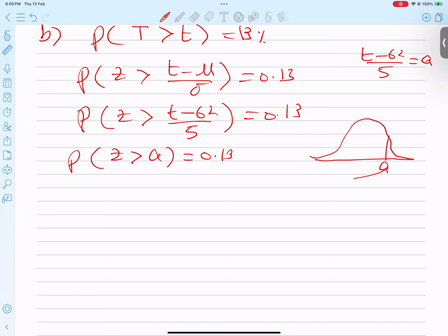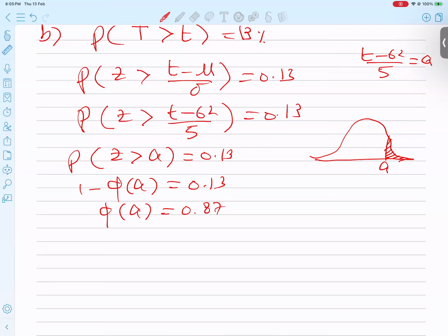This is the positive section, and what is called more than? More means the right portion. You know the sum of all is 1, minus the left portion. So how to write it? 1 minus phi of a is equal to 0.13. It will go there, it will come back, and phi of a equals 0.87. I think this part is clear. Let me check. Yeah, 0.87.